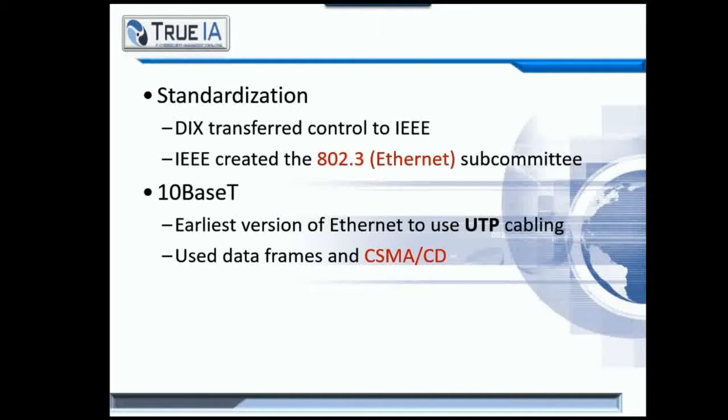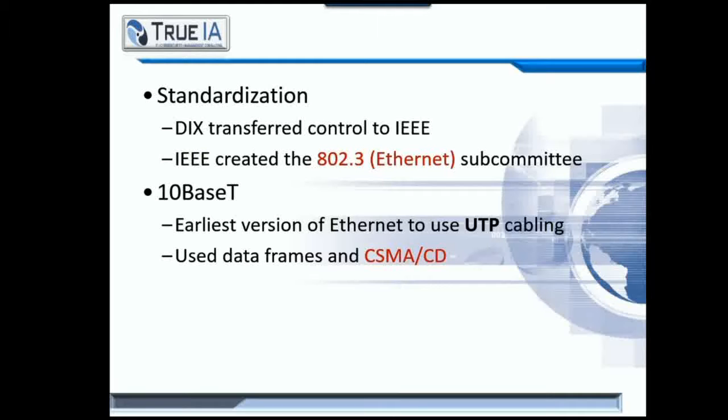However, about a year later, the IEEE was formed. So DIX transferred control of the Ethernet standard to the IEEE consortium. They created the 802.3, now known as Ethernet, subcommittee. The earliest version of Ethernet out of the IEEE was the 10BASE-T, because it used unshielded twisted pair cabling.